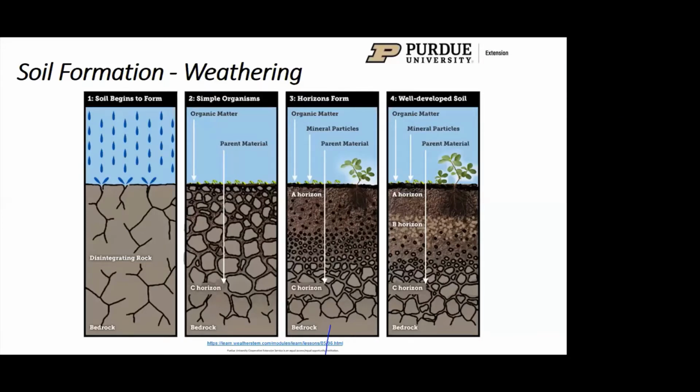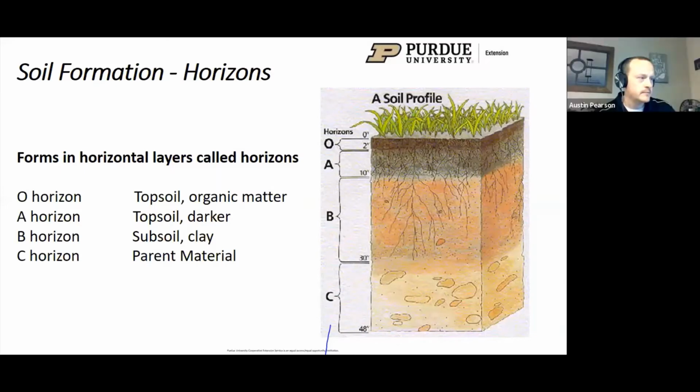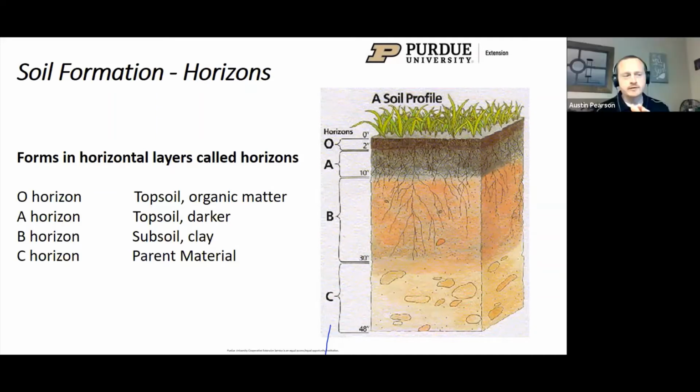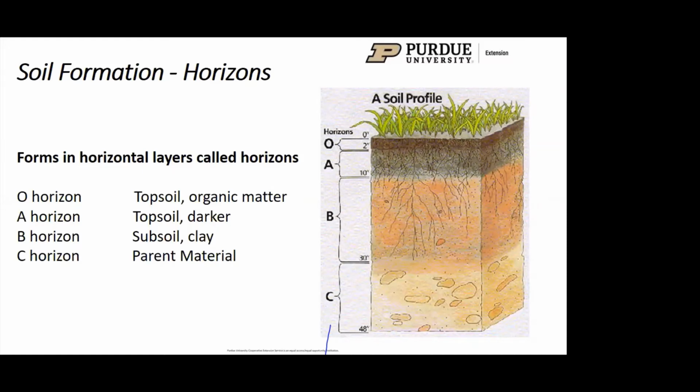So let's go ahead and move on to the next slide here, Amanda. So we see here the horizons, and this is just kind of taking that last image and looking at the actual profile. So you can see some soils, not every soil has an O horizon, which is an organic horizon. That would be part of the topsoil.